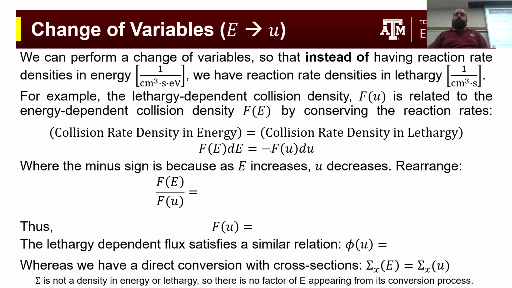And we also include a minus sign up front because E and U move in opposite directions: as energy goes down, the lethargy goes up. So that's why there's the minus sign there. And so if we take this definition, which is how we would write the collision rate density in energy and the collision rate density in lethargy, and we get F of E divided by F of U, it means that we're dividing by F of U and we're also dividing by dE. So this would be negative dU over dE.